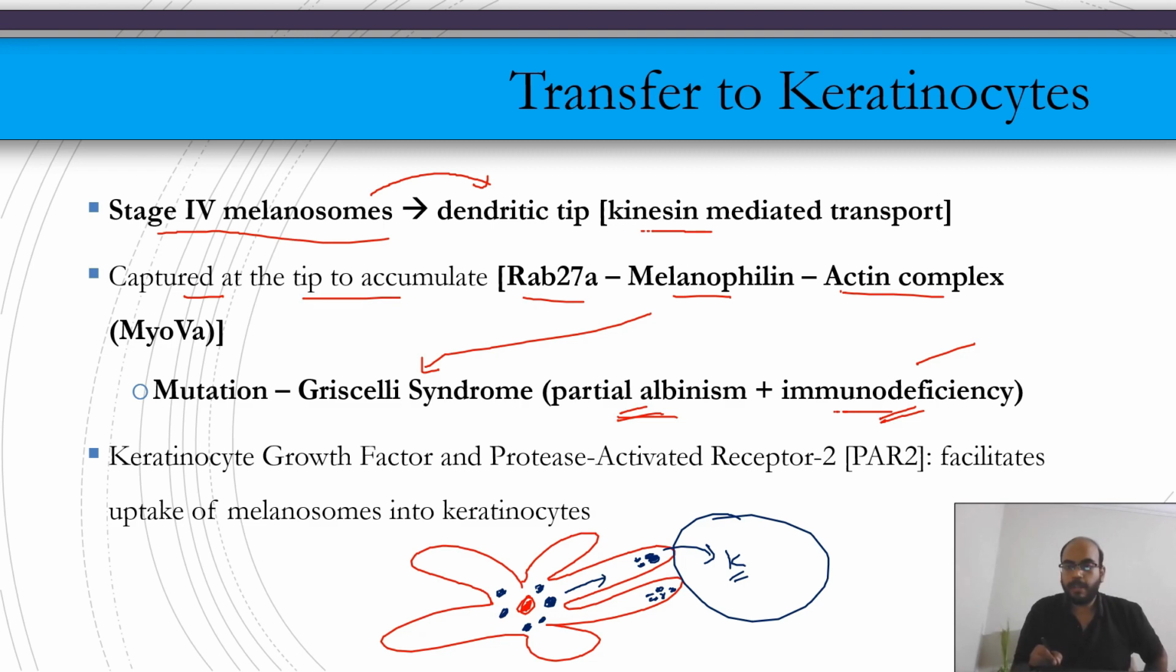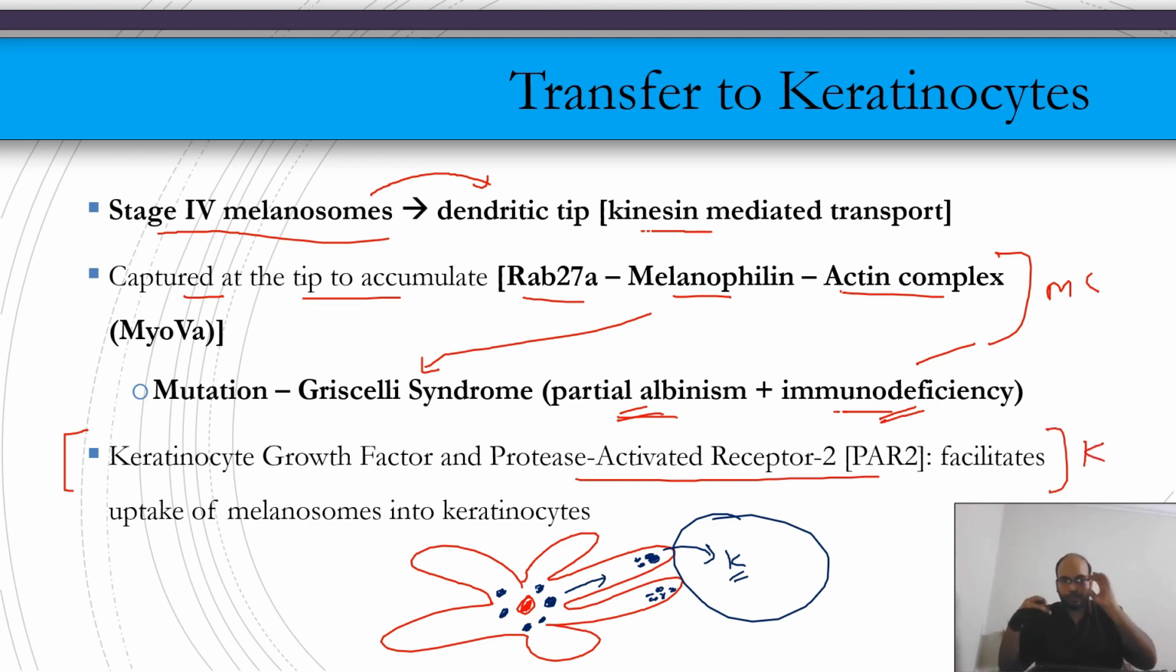Okay, so now we know the complex at the level of the melanocyte. At the level of the keratinocyte, you have keratinocyte growth factor and protease-activated receptor 2, PAR2, to take the melanosomes inside. So the RAB27A-melanophilin-myosin 5A complex gives the melanosome, and the keratinocyte growth factor and protease-activated receptor take the melanosome inside the keratinocytes. And now the melanosomes are inside the keratinocytes.